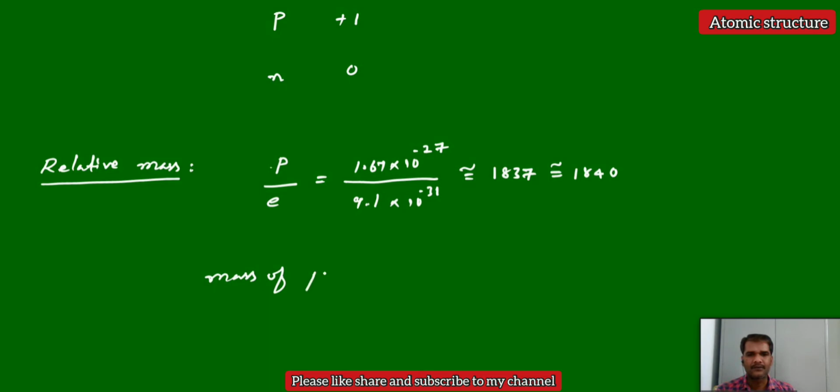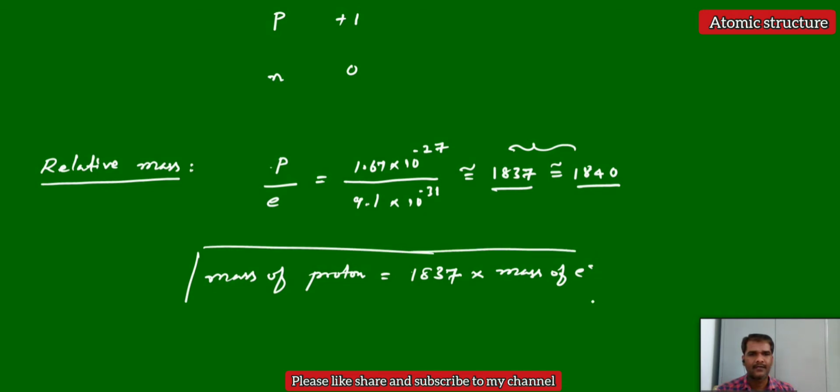So mass of proton is equal to, sometimes in the material or question they may give 1837 or 1840, we can check whichever value is given and take that. 1837 times the mass of electron. If they ask mass of electron, it is 1 by 1837 times the mass of proton. And this is very important.